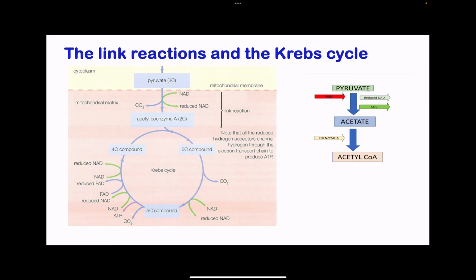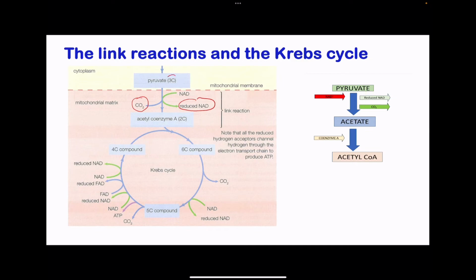At the same time, the pyruvate is going to be oxidized, producing reduced NAD. So we can see the reduced NAD formed here in the process of dehydrogenation, as well as carbon dioxide produced and the 2-carbon compound. Then this 2-carbon compound is going to join with coenzyme A to form acetyl-CoA.